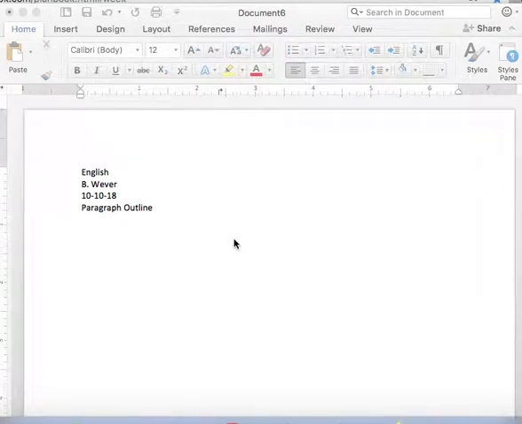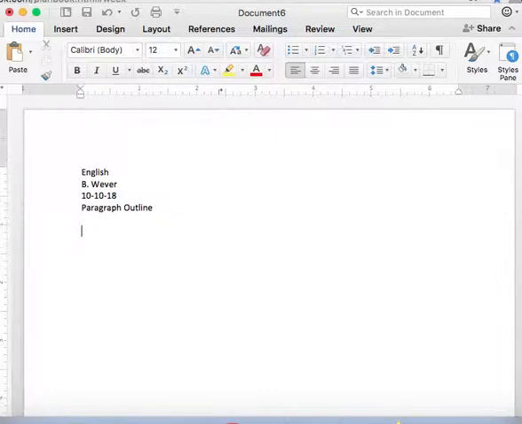Okay guys, so today we are looking at how to outline a paragraph. Your paragraph outline is due tomorrow, and so this can kind of help you if you get stuck when you're at home. So the first thing you're going to do, whether you are writing it on a computer or by hand, is you're going to do your heading at the top. So English, your name, the date, and paragraph outline is the name of this assignment.